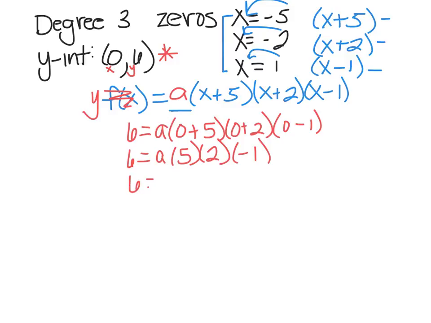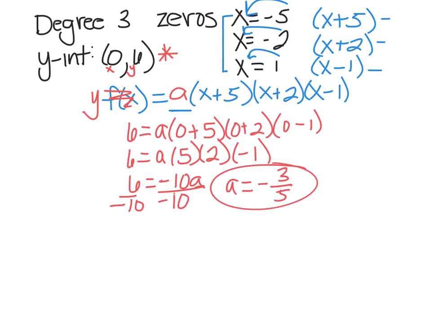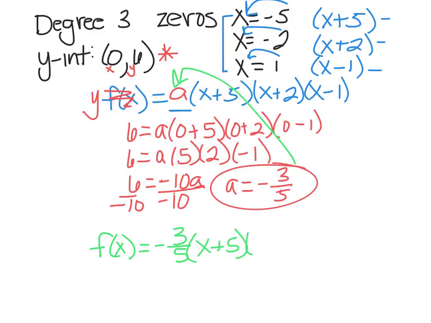So I have 6 equals negative 10a. Divide both sides by negative 10. And a equals negative 3/5. So that's super important. Now, I have a fraction. That's totally okay. All this means right here is that I plug in for a. So my final answer is f of x equals negative 3/5 x plus 5, x plus 2, and x minus 1.